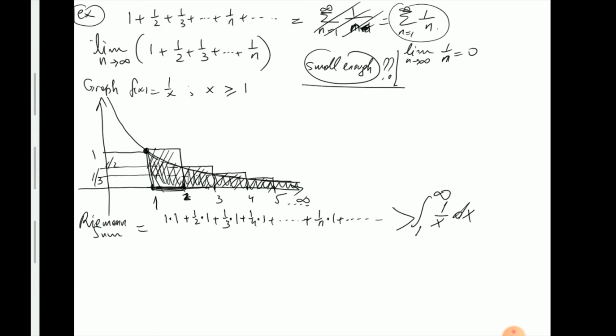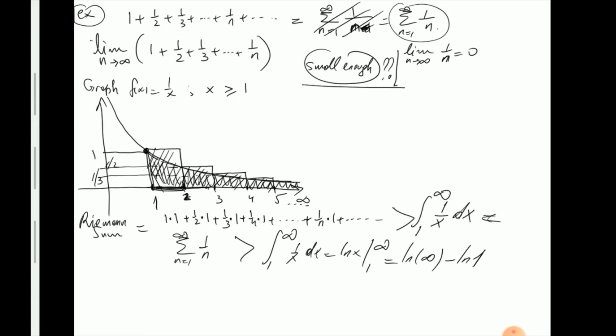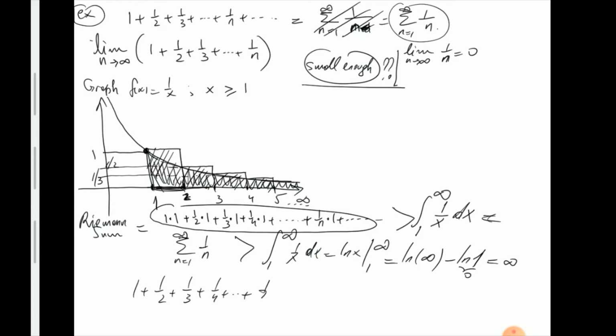So on the left, you have essentially the infinite sum, and on the right hand side you have this improper integral, which is natural log of x between 1 and infinity. When I pass the limit on the upper border, that's going to be infinity, ln of 1 is 0, so that's infinity. So intuitively we can see that this infinite sum of adding 1/2, 1/3, 1/4, 1 over n is got to be greater than something that actually approaches infinity.